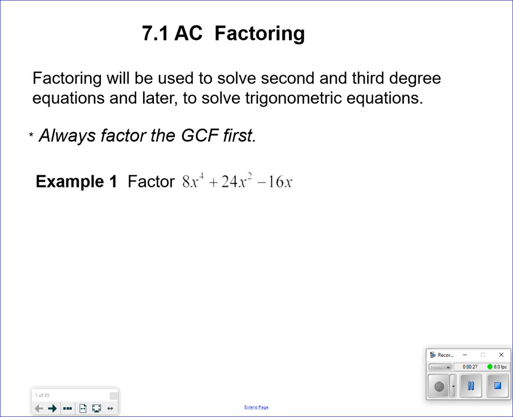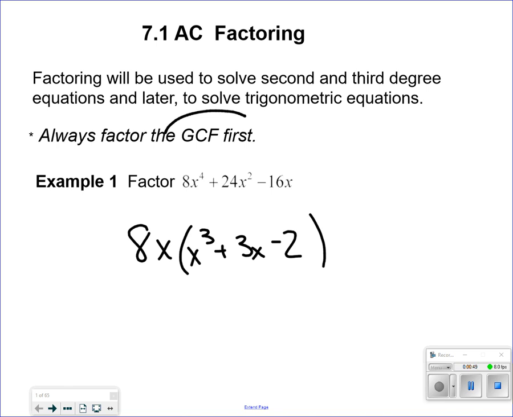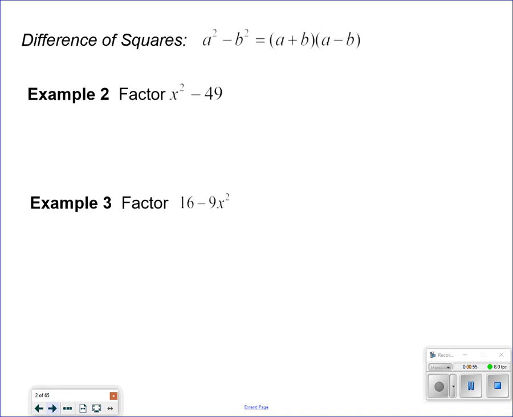The first thing you should always do is ask: is there a greatest common factor? Is there something that's divisible into all of them? So they're all divisible by 8, and I can take an x out of all of them. So when I divide by 8 and take away an x, I'm left with x cubed, 3x minus 2. So again, taking out the greatest common factor is always the first thing that I look for. Now, not everything is going to have a greatest common factor, so then what do I do next?